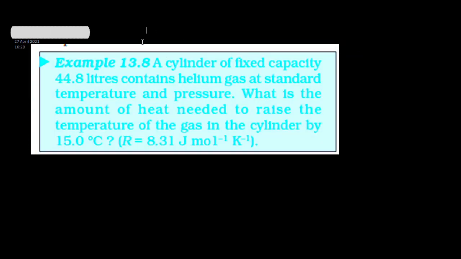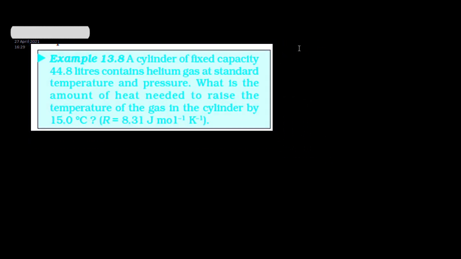Okay, here we are. So the question says that a cylinder of fixed capacity, how much capacity? 44.8 liters. So what is given? Which quantity is given? Volume constant. Okay, you understood that much. And volume is given, how much volume? 44.8 liter. Okay, contains helium gas at standard temperature and pressure, at STP.